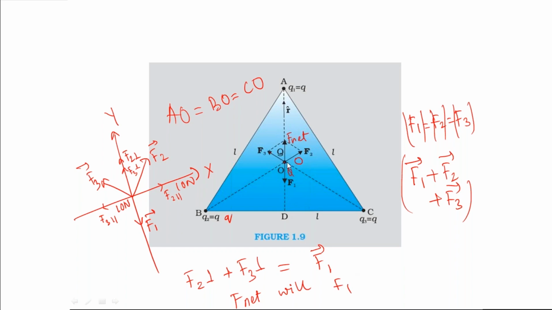So what will be the net force acting on capital Q then? It will be 0. So it will not experience any force at the centroid. Understand? So the force on Q will be 0 due to all the charges. So I think I'll stop it here.